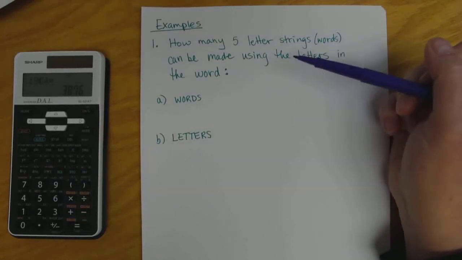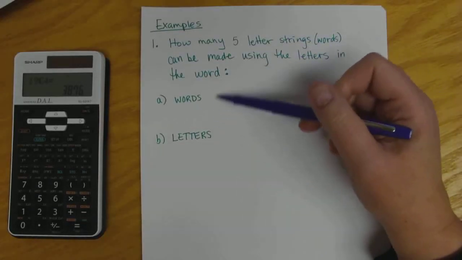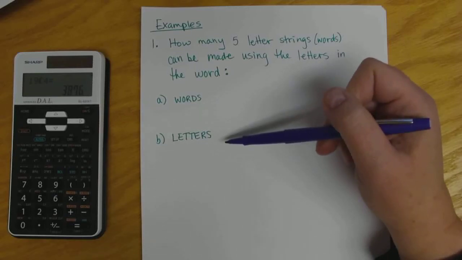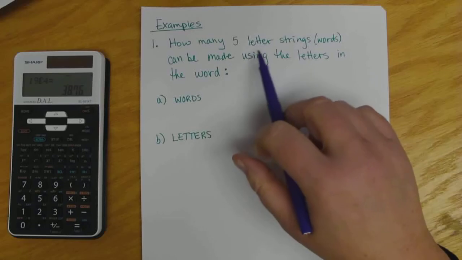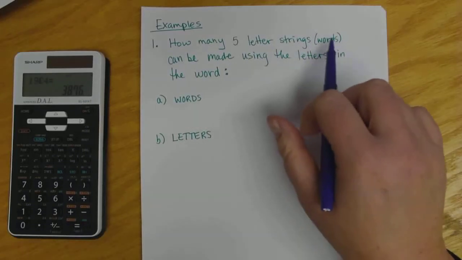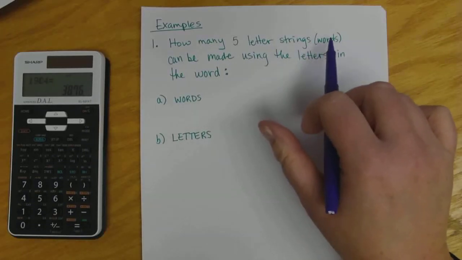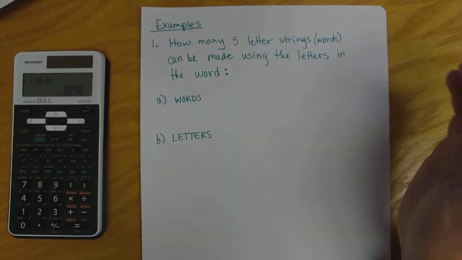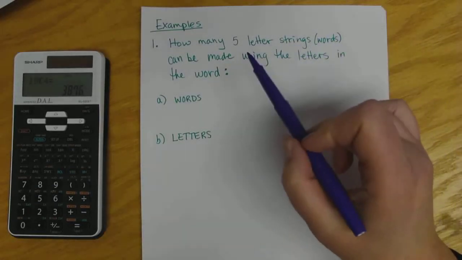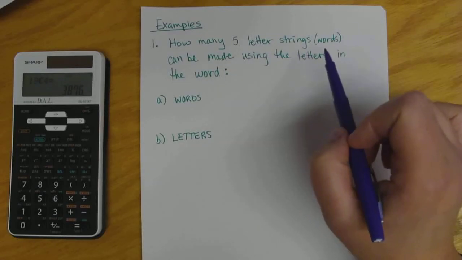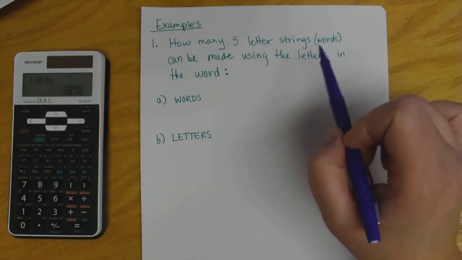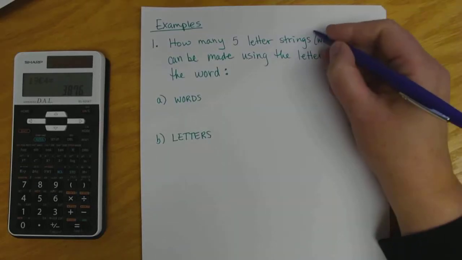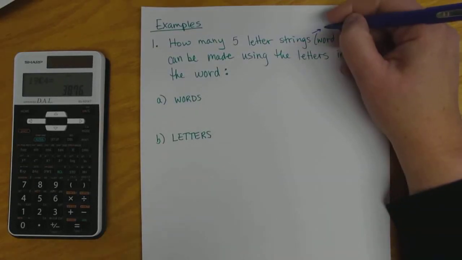So we're going to do an example of arranging words in this video. This says how many 5-letter strings or words. Sometimes in math we use the word words, but it doesn't necessarily mean that it has to be an existing word. It could just be a string of letters. So when we're talking about strings of letters or words, we're talking about something in an arrangement. So we're going to use a permutation or the multiplication principle.